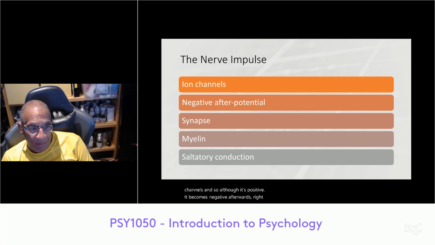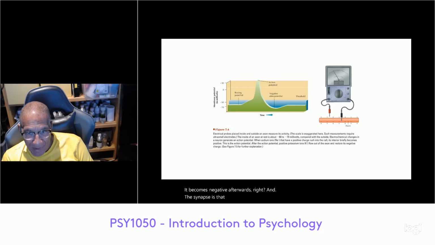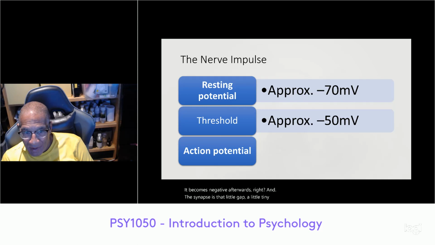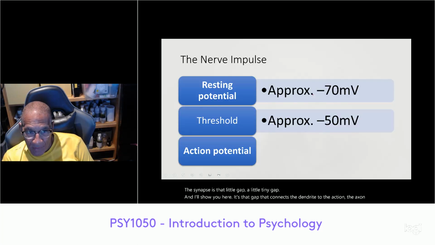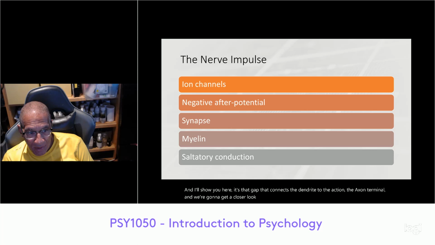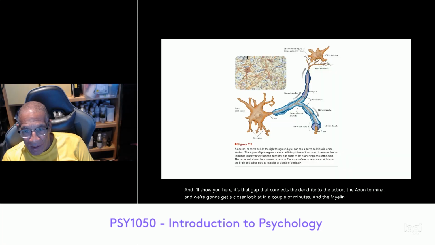And the synapse is that little tiny gap, and I'll show you here. It's that gap that connects the dendrite to the axon terminal. And we're going to get a closer look at it in a couple of minutes. And the myelin sheath, this is the sheath that extends along the axon. And the reason that it's there, it actually speeds up the transmission of the signal. Okay?